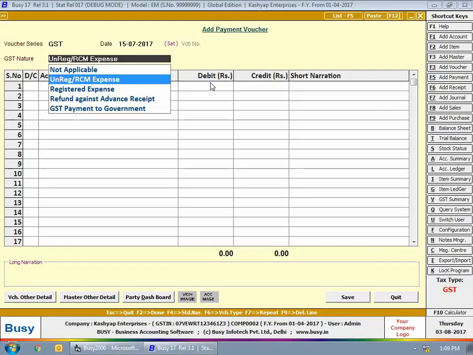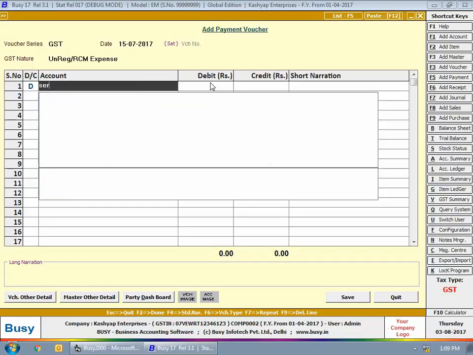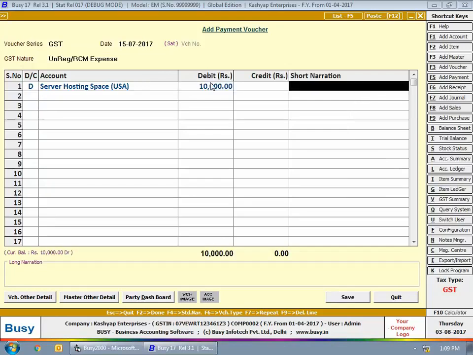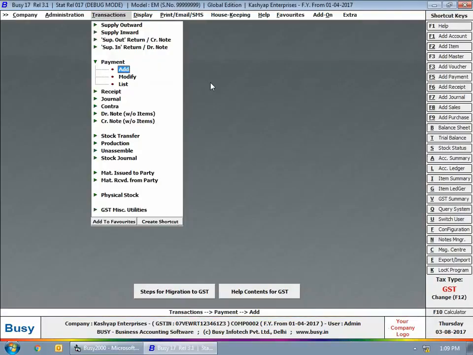Next, we are entering one more payment voucher on 15th July. Here we have taken GST nature as unregistered RCM expense, and we have debited the server hosting space USA account. That is, we have taken server hosting space from a company in the US, and this is a case of service import and will fall under unregistered RCM expense nature. Till now we have entered the payment vouchers.